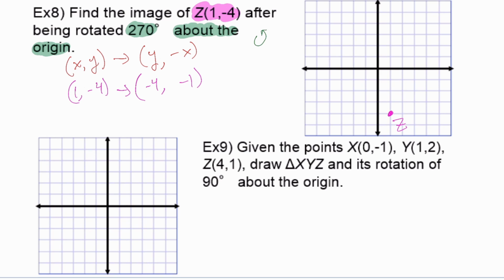Let's do this in a dark purple to make it a little bit more obvious, so highlight that here as well. So this point here is going to be my Z prime. So negative 4, so I'm going to go left 1, 2, 3, 4, and then down 1. Here is my Z prime.